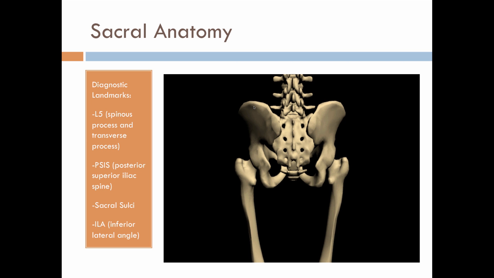So if we look at some of the anatomy just basically here, and as far as some of the landmarks that we're going to need to think about, we'll be looking at L5, the spinous process, and the transverse processes. Dynamics of L5 relate directly to sacral mechanics, as you'll see. We'll be looking at and using the PSIS in part of our diagnostic process. We'll be assessing the sacral sulci and the infralateral angles, or ILAs.